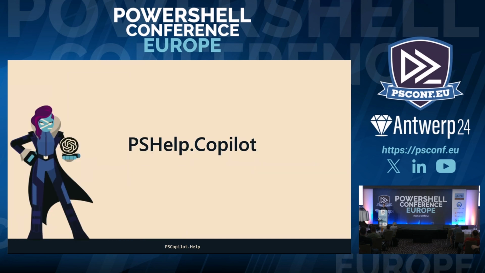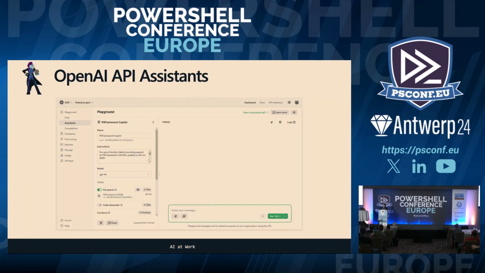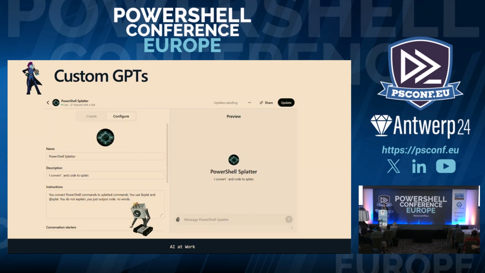So today we're going to talk about PSHelp.Copilot, which allows you to speak to your PowerShell modules using natural language. So if you have a very well-documented PowerShell module, then you can just talk to it instead of doing Get-Help, etc. And this is done using the Assistants API. And this is pretty much what it looks like. We can use this with PowerShell, with TypeScript, put a front end on it, etc. And the consumer version of this is called a custom GPT.